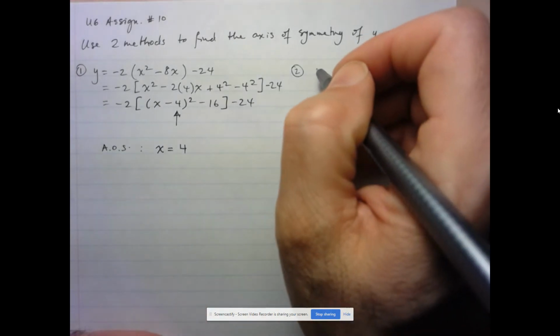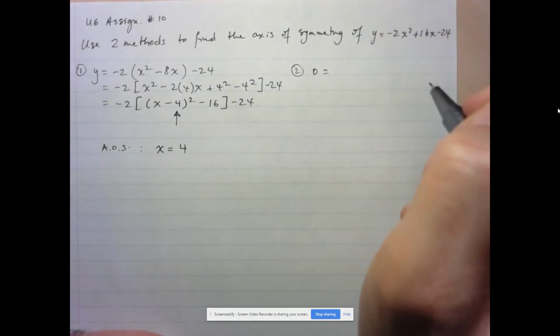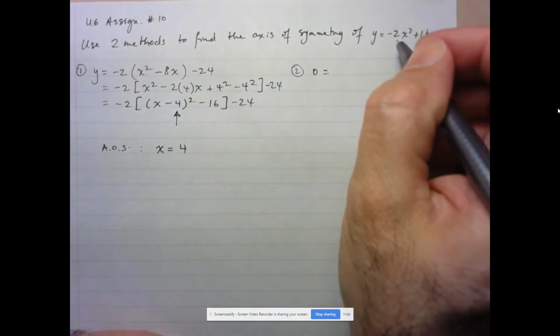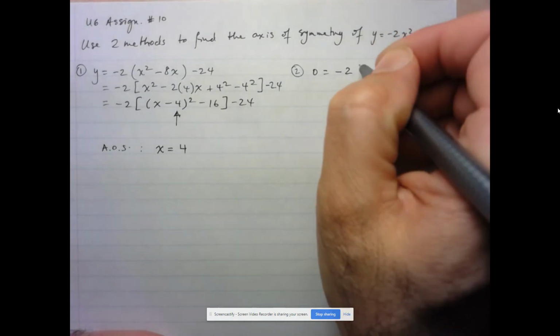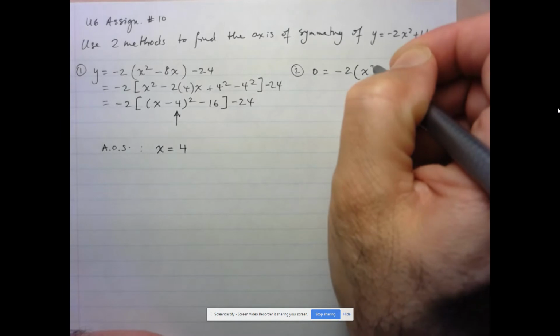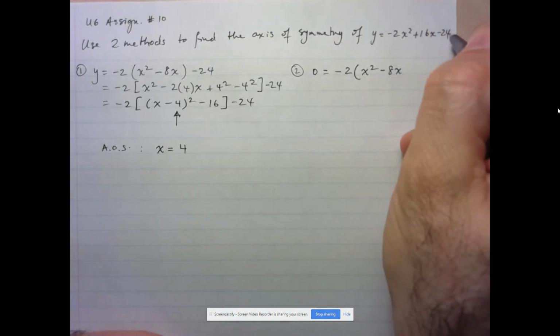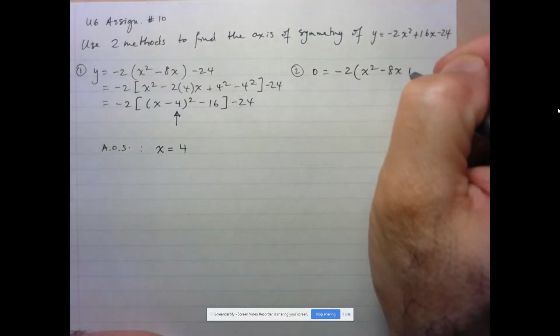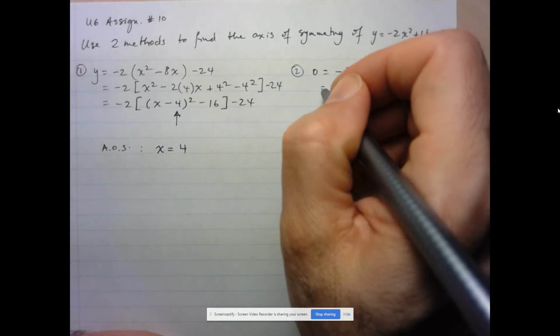So let's try factoring. Since I'm looking for the x-intercepts here, y is going to be equal to 0. And here I notice that there's a common factor amongst all the terms. So let's factor out the negative 2. And I'm left with x squared, 16 divided by negative 2 is negative 8x, and then negative 24 divided by negative 2 is plus 12. And that leaves me with a nice trinomial to factor.